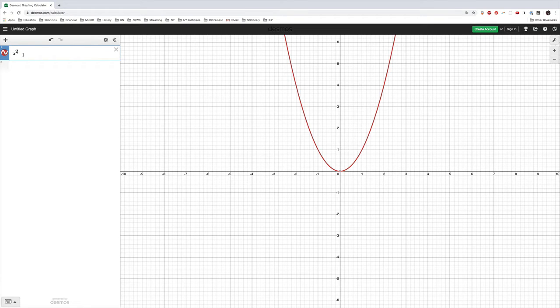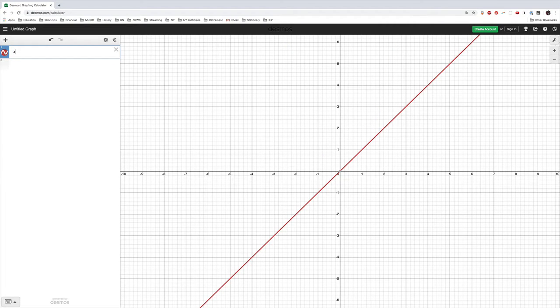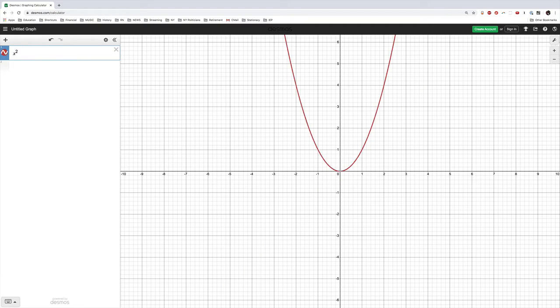So you're going to type x squared into the calculator. The way that you type the squared is you type x, hit shift 6, and then you type the 2. Then you have to press the right arrow key to get out of the exponent. Otherwise, it's going to keep typing up in the exponent, and you don't want that. So you're going to press the right arrow.